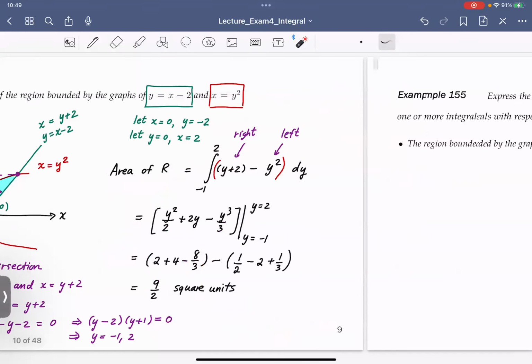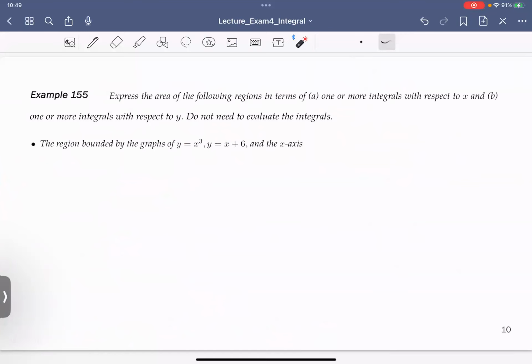Okay, so next one, 155. This time I want you to express the area of the following regions in terms of one or more integrals with respect to x, one or more integrals with respect to y. This means that you have to do both the x and the y, but this time you do not need to evaluate the integrals. Okay, so let's see.